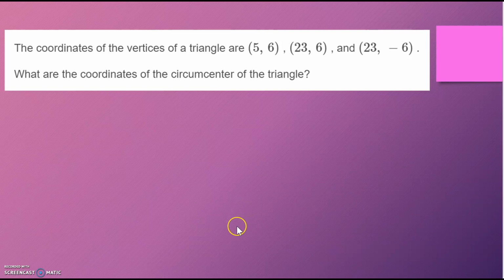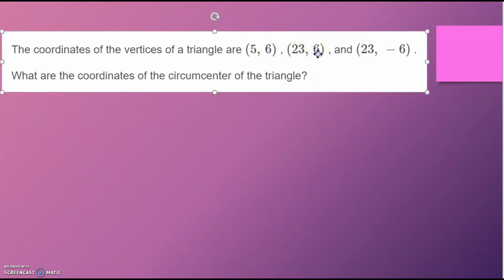Now we have just the coordinates. So you can see that this is also a right triangle because you can tell that this has the same x values here. So they are lying parallel to the y-axis, and then these have the same y values. So that means they are lying parallel to the x-axis. So you can see that this is a right triangle.